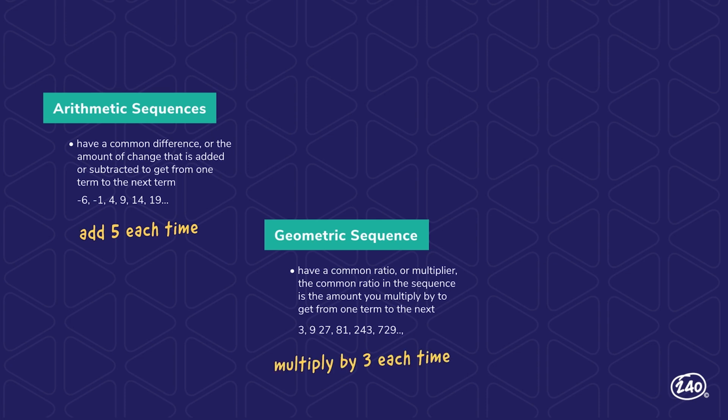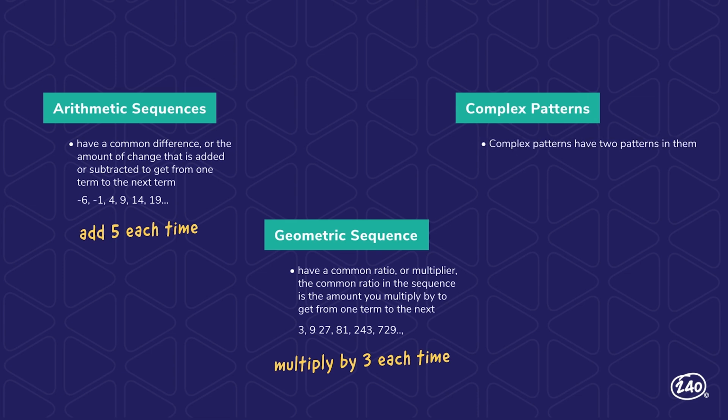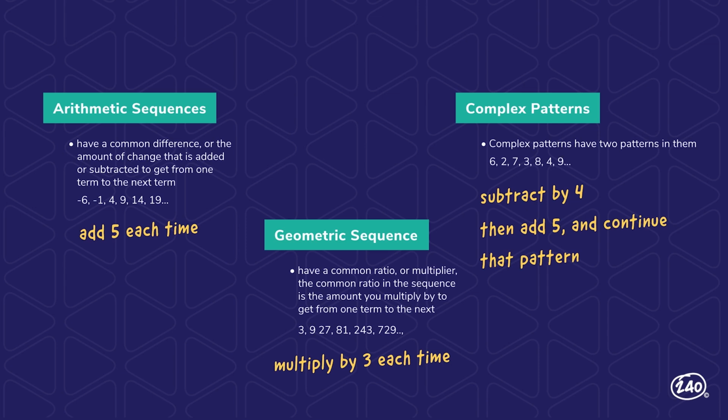And then you've got the trickiest one. And I think they were trying to be funny because they even named them complex patterns. In a complex pattern, you're going to have to identify 2 separate patterns. So, looking at the number sequence 6, 2, 7, 3, 8, and so on, to go from 6 to 2, you have to subtract by 4. Then when we go up to 7, you need to add 5, and you go back and forth between these 2 actions. Subtract 4, add 5, subtract 4, and so on.